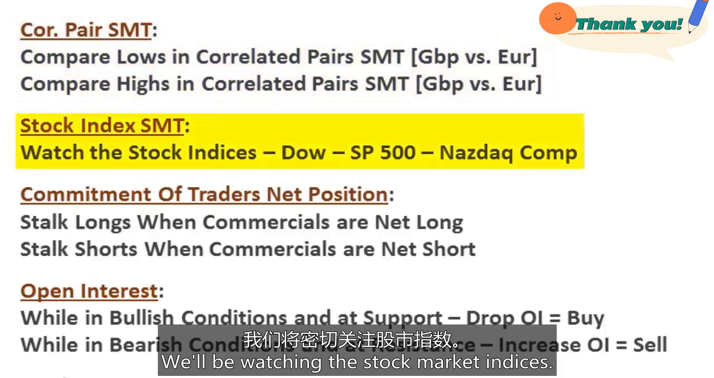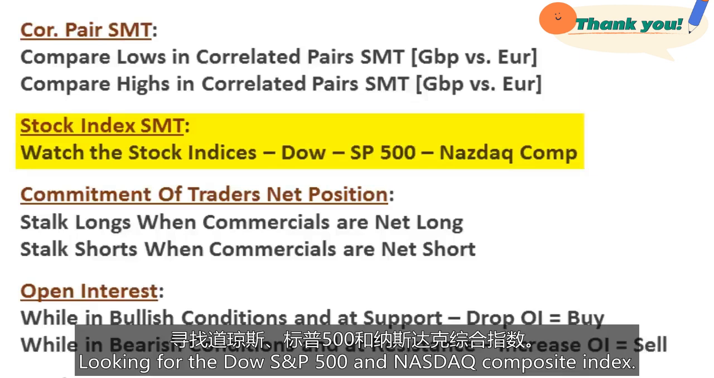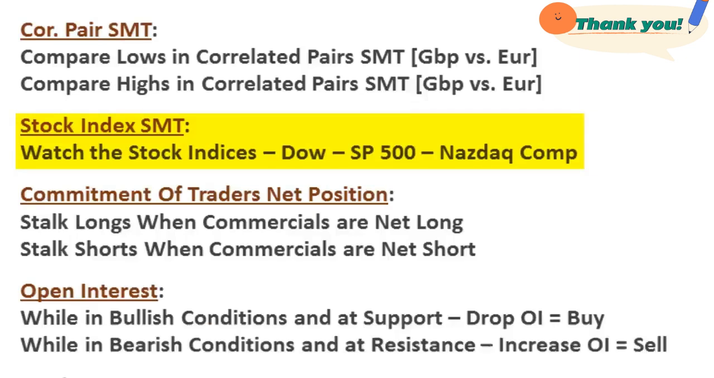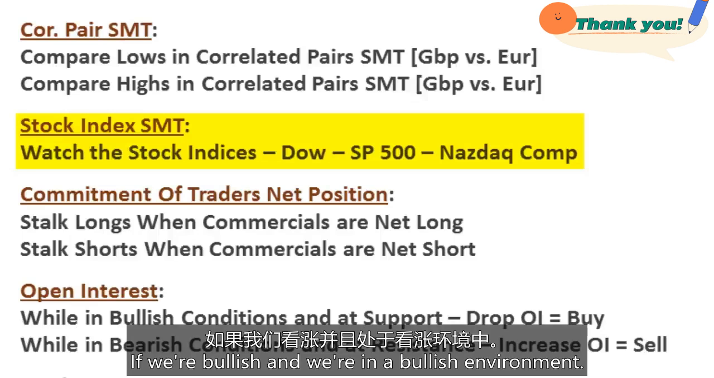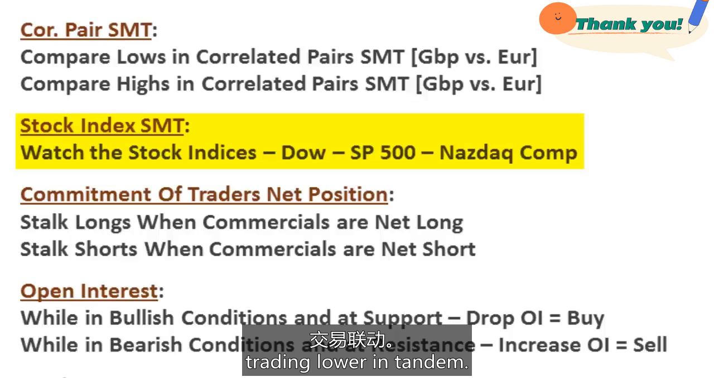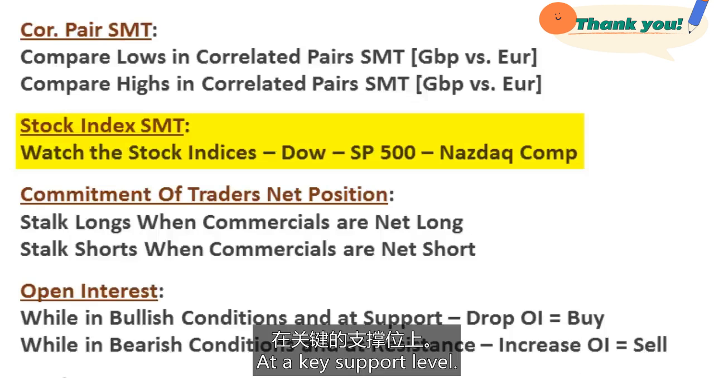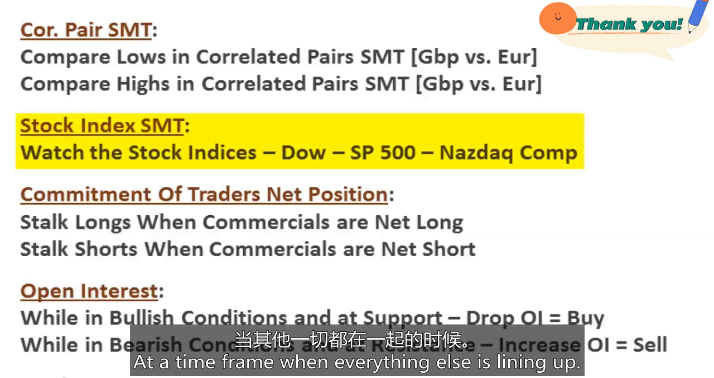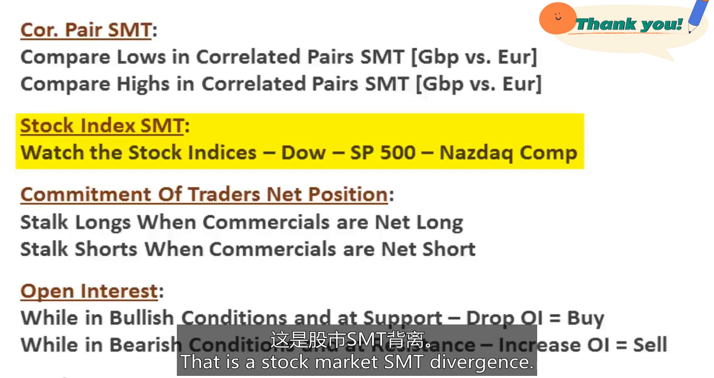We'll be watching the stock market indices, okay, looking for SMT divergences as well, looking for the Dow, S&P 500, and NASDAQ Composite Index to comparably make higher highs and lower lows. If we're in a bullish environment and we see the Dow, S&P 500, and NASDAQ trading lower in tandem, and eventually one fails to make that lower low at a key support level at a time frame when everything else is lining up, that is a stock market SMT divergence.